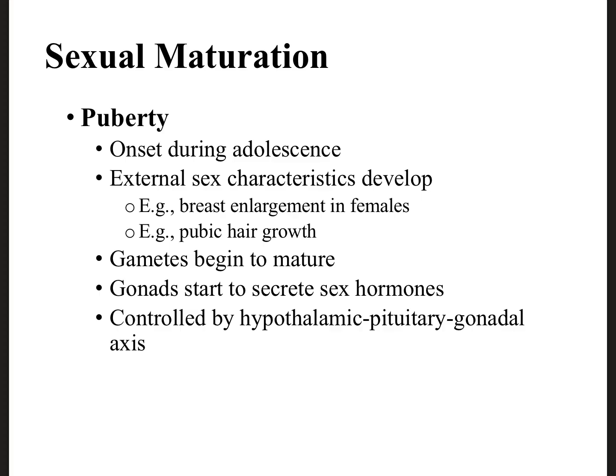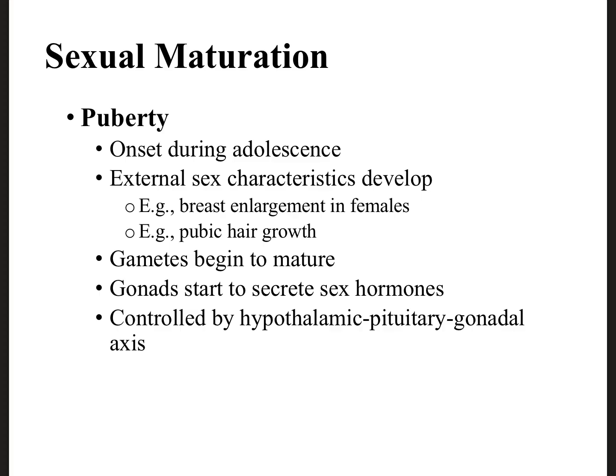Enlargement of the breast in females, widening of the hips in females, hair growth, right? Pubic hair, body hair, all begins to occur. And this is when gametes begin to mature. At that point, individuals are physically mature enough to produce gametes, reproduce and have children. And this is controlled by the hypothalamic pituitary gonadal axis in the way that I just went through.